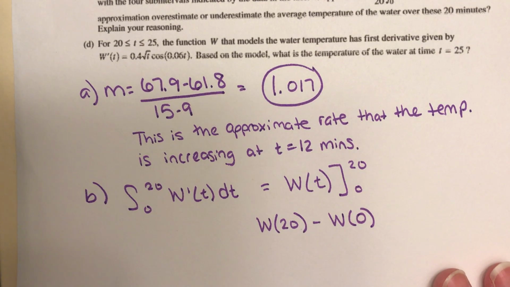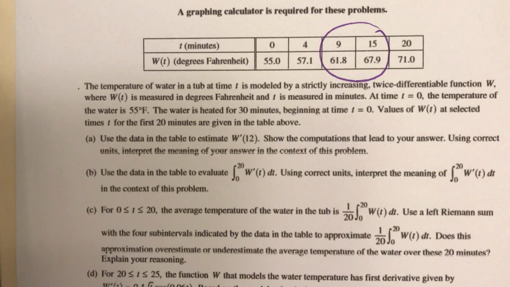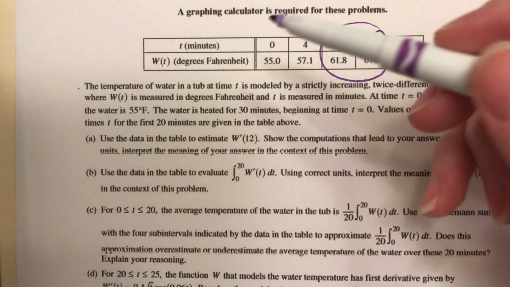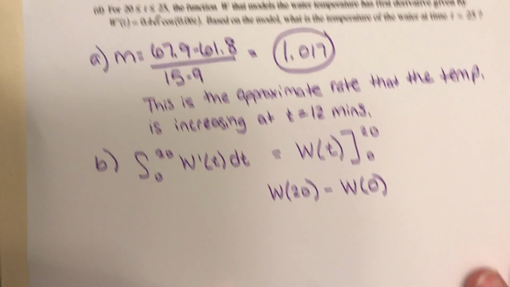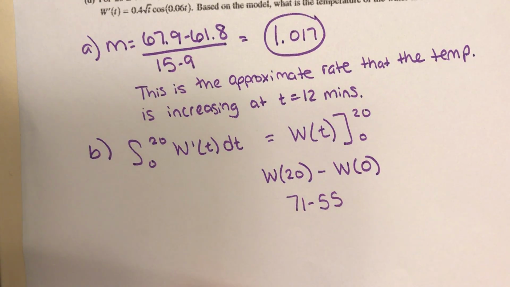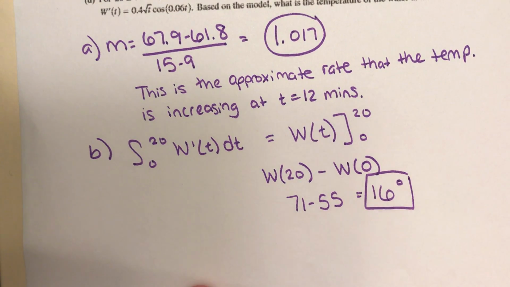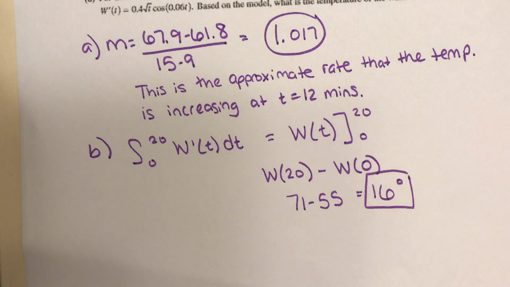And those two pieces of information I can get from the chart. W of 20 from the chart is 71. W of 0 is 55. So basically, I'm just subtracting the ending temperature and the beginning temperature, which is 16. So 16 degrees. So what that would mean in the context of the problem is that's how much the temperature increased from 0 to 20 minutes.